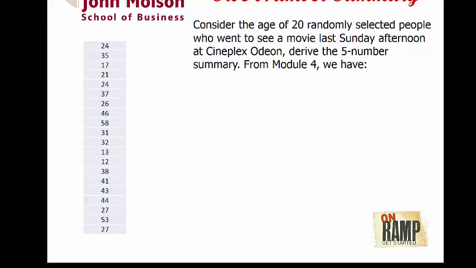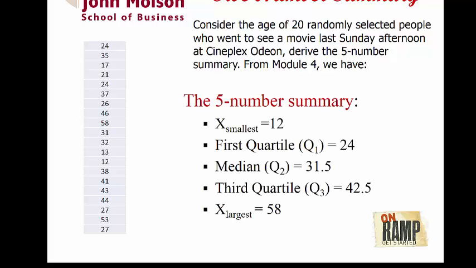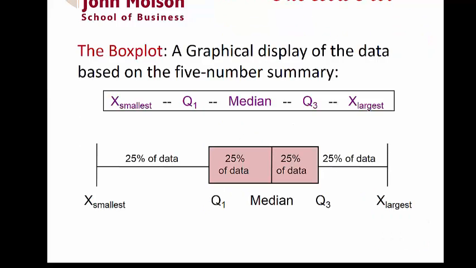Let us take our example: the age of 20 randomly selected people who went to see a movie on Sunday afternoon. Derive the 5-number summary. We have already done the calculation. From module 4, the smallest value was 12, the first quartile 24, the median 31.5, the third quartile 42.5, and the largest was 58. How can I use that to look at the shape of my distribution? So let us take this 5-number summary and put it in what we will call a box plot.